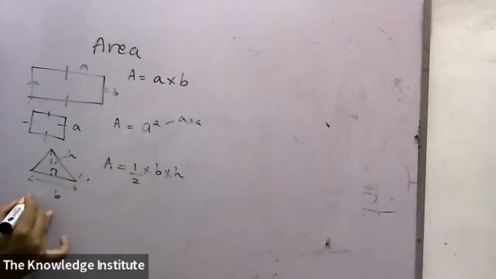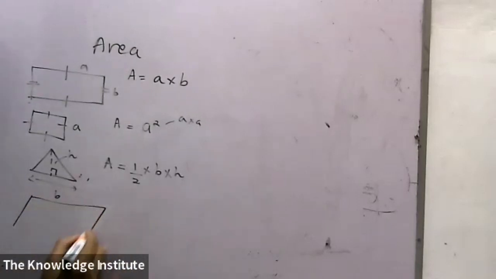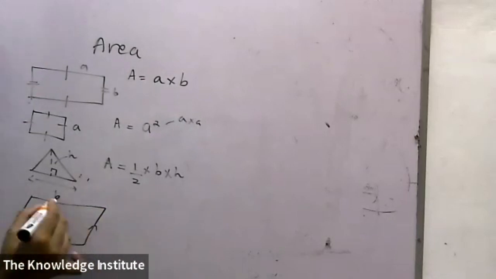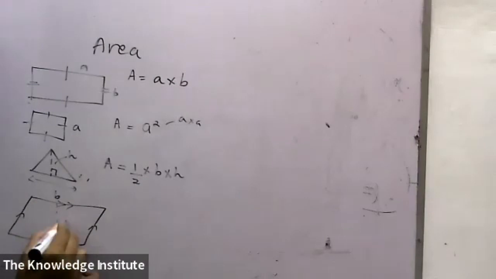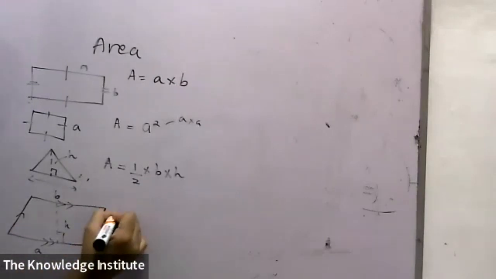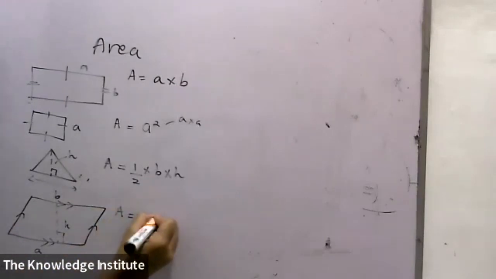Can we move into parallelogram? Parallelogram means opposite sides will be parallel to each other. Okay, so let's take this as the base and the altitude, which means the height h. So area will be equal to a into h. You can write down these things.